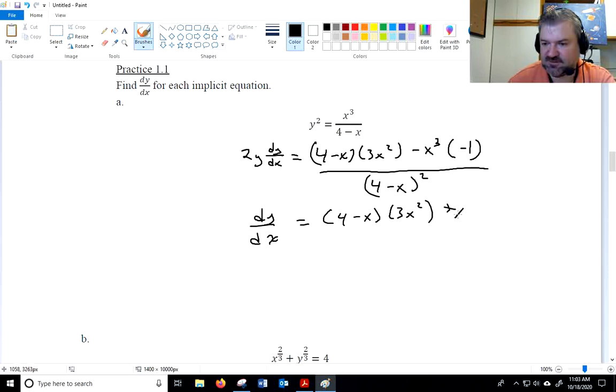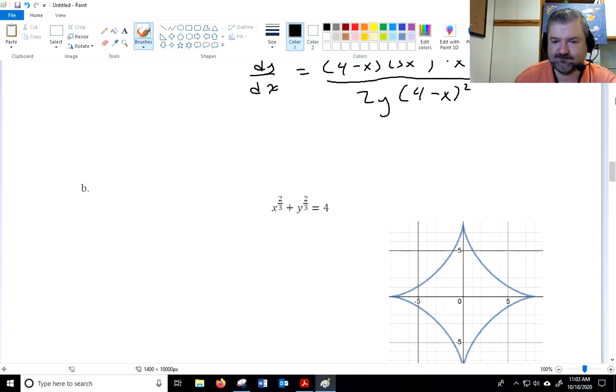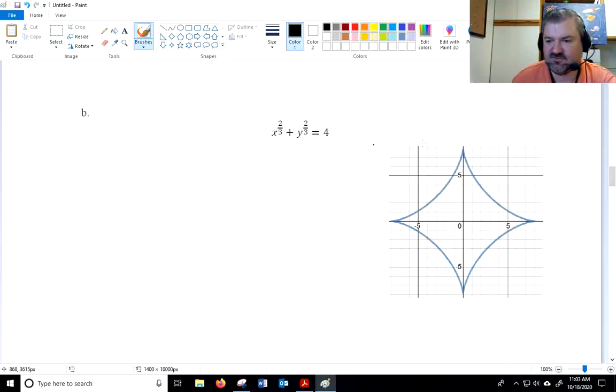And I'll just make this a plus x cubed. And when you divide a fraction by 2y, you can think of it as multiplying by 1 over 2y on each side. So the 2y just goes down here to the bottom. Okay, there we have it. This is somewhat of a famous curve, this kind of cycloid kind of thing. Kind of neat.